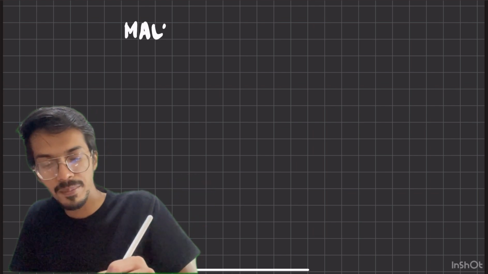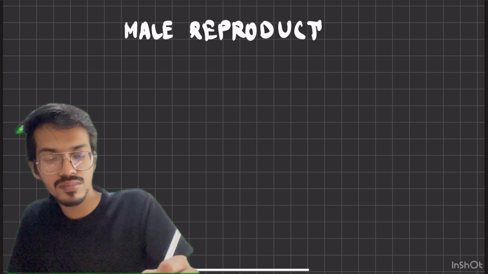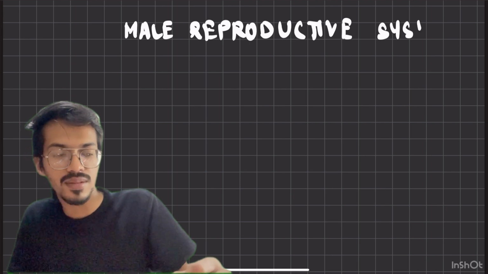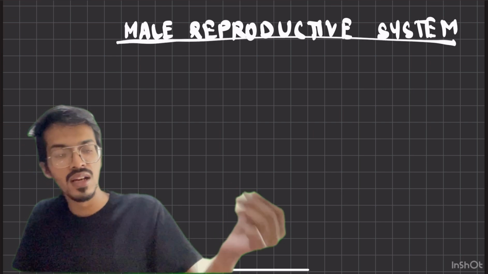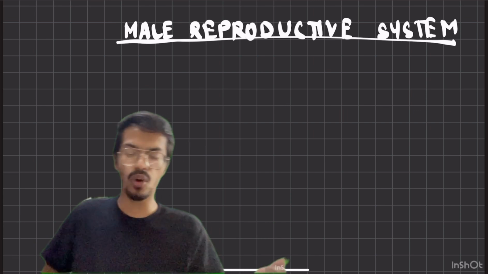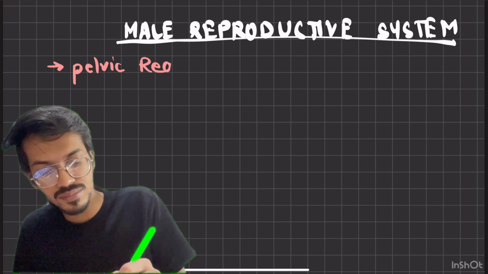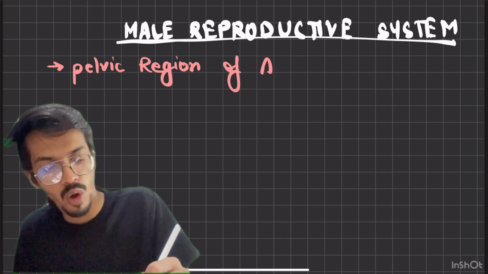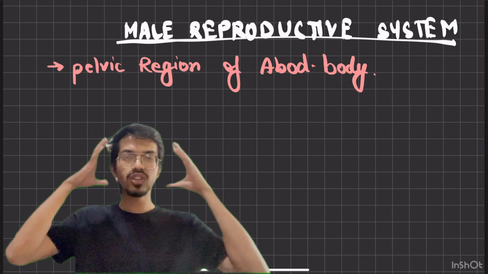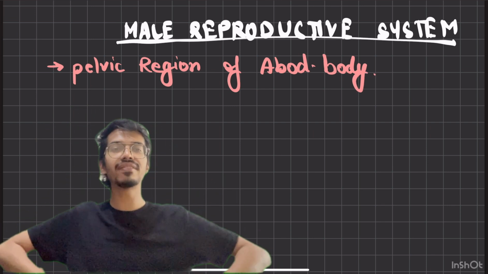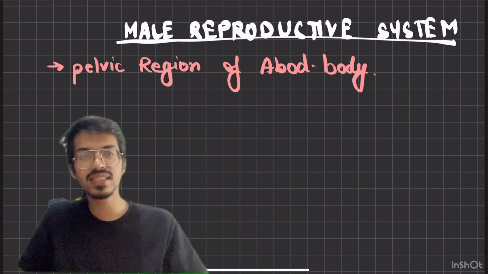So first is the male reproductive system. If someone asks where it is located in the body, it is located in the pelvic region of the abdominal body. So this is your head, this is your thorax, and after the diaphragm is your abdominal part, and in that the pelvic region is where the male system is present.